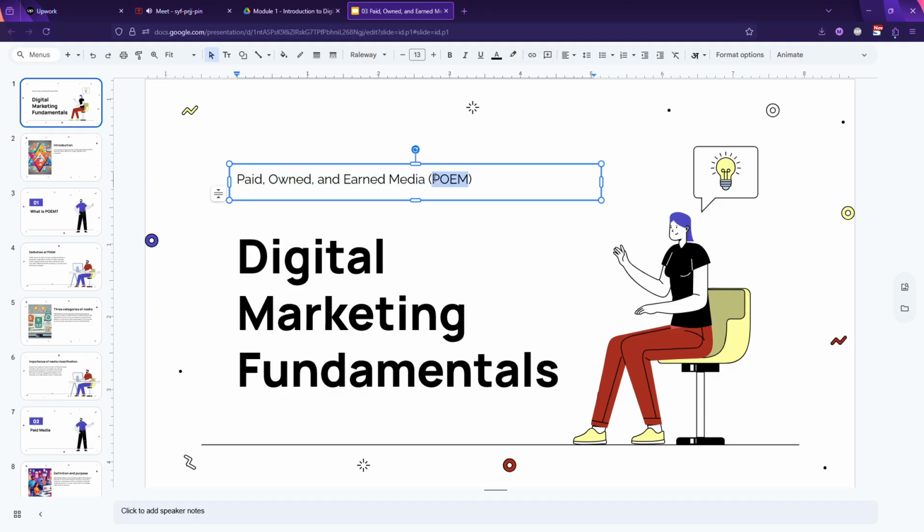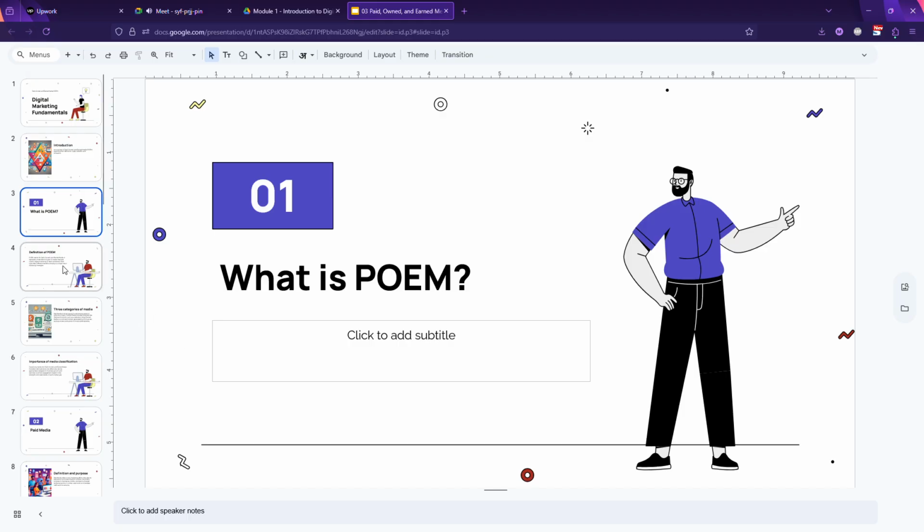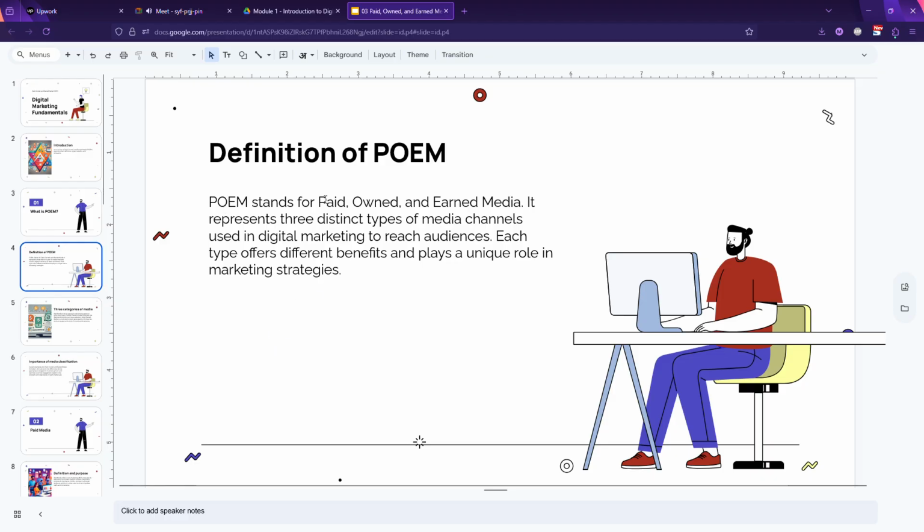In short, it's easier to remember as POEM. P stands for paid, owned, and earned media. They are the three distinct types of media channels used in digital marketing. Each of them has its own benefits, pros and cons. To say it in layman's terms, wherever payment is involved, it's called paid media. This is mostly for media channels. We can also call them social channels.